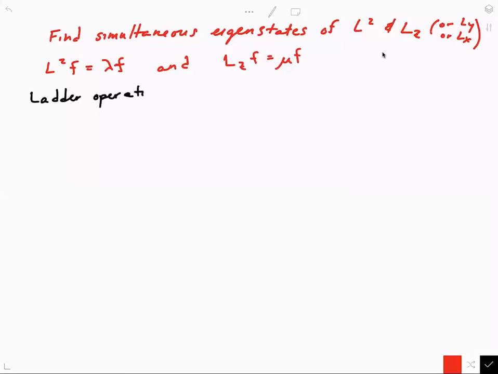So our ladder operator technique is similar to the one we've already used. We're going to introduce an operator that's either going to go up or go down, so increase or decrease our angular momentum. And we're going to define it as being Lx plus or minus I Ly. So we're defining that. And then we're looking at the commutator of this with Lz.